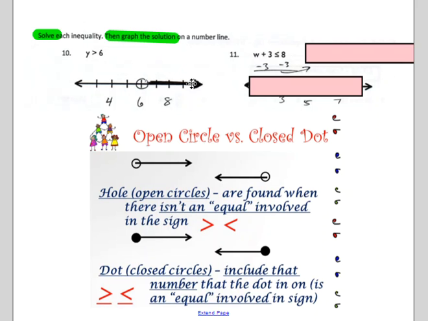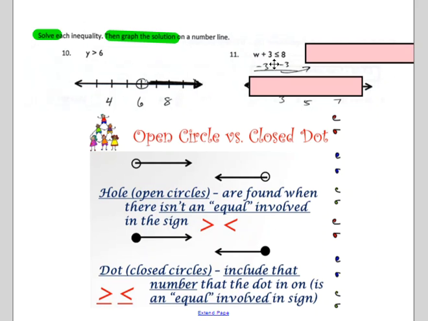We draw an arrow to show that it keeps going all the way past the number line, all the way to infinity, because this just shows the solution set. Okay, this shows all the numbers that will make that true. Y can be 7, 8, 9, and so on. So that's what this one looks like. Open dot on 6 going to the right.